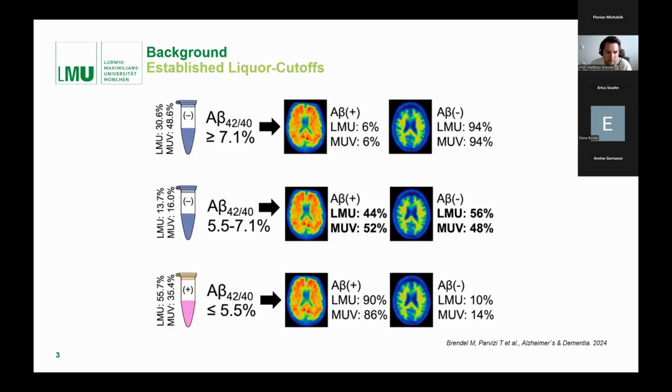amyloid PET. But where you really have a coin flip in the end is in this intermediate range. For our data, it was a ratio between 5.5 and 7.1. Across data sets, this is very similar. And in this scenario, an amyloid PET is around 50% positive. So in principle, this clearly shows you that amyloid PET as a follow-up test has a very strong additional value in these cases.